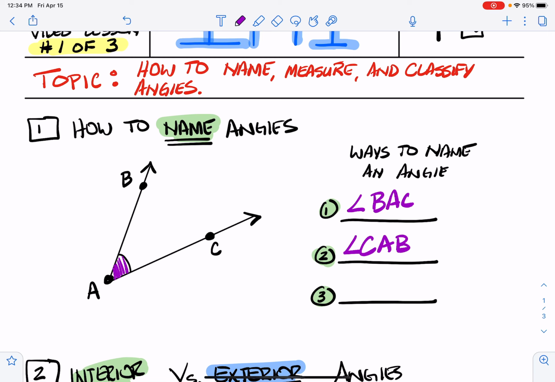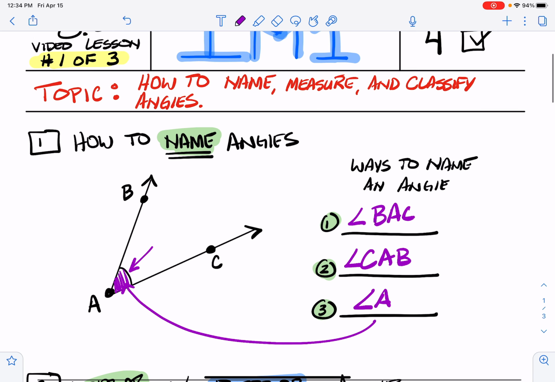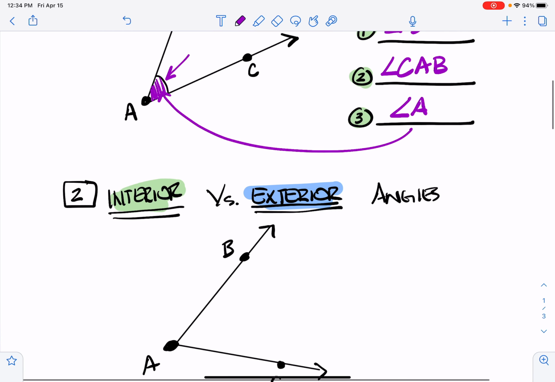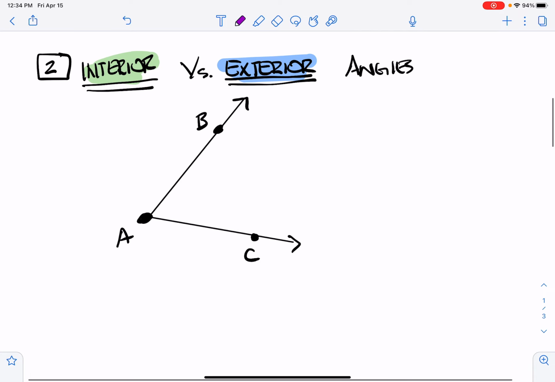And the third way is if the angle is named on the inside, you can call it angle A. So if there's some kind of a description that shows you that this is the angle we're talking about, you are certainly allowed to name it angle A, but only if you have some kind of an angle to work with, okay? That's everything you need for box 1, and that's a good review of what we did in the last unit. Okay, box 2 is all about the difference between interior and exterior angles.